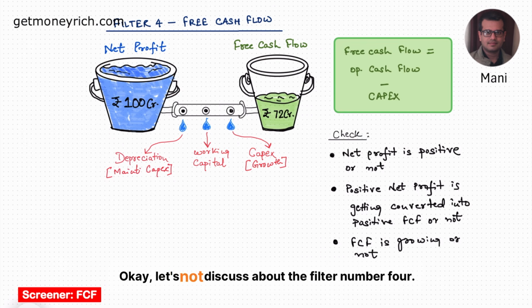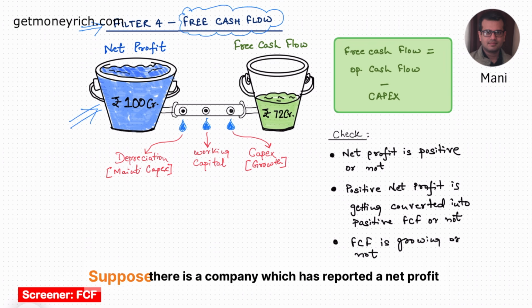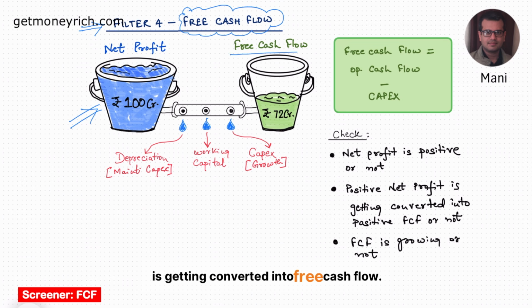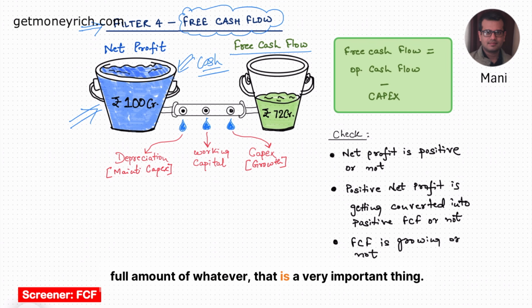Okay, let's now discuss filter number 4. Suppose there is a company which has reported a net profit of 100 crores. We want to see how much of this net profit is getting converted into free cash flow. Generally, a company can report a good net profit number, but how much of that reported number is getting converted into cash? That is the important thing, because you can bill a client for certain things, but whether the client is paying that amount, the full amount or whatever, is a very important thing.